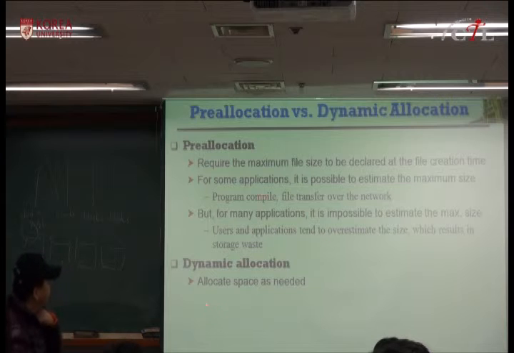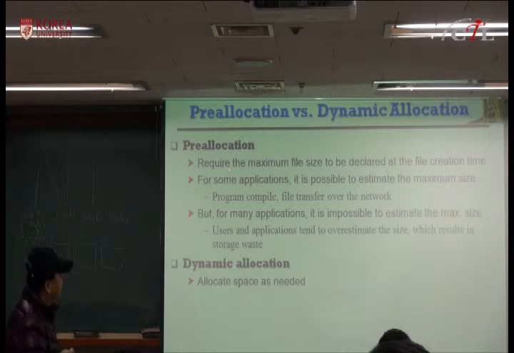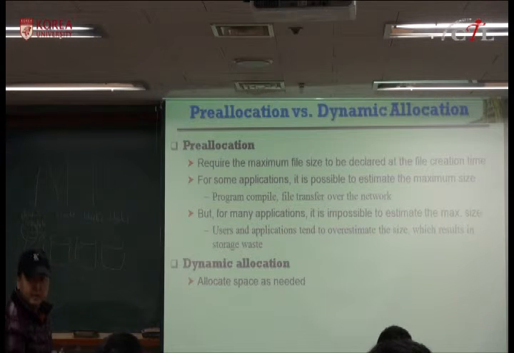Pre-allocation versus dynamic allocation. With pre-allocation, at the time of file creation, you require the maximum file size to be declared. For some applications, it's possible to estimate the maximum size. These applications include program compilation and file transfer over the internet, where you know the file size. So you can do pre-allocation. But for many applications, it's impossible to estimate the maximum size. In that case, if you do pre-allocation, users or applications tend to overestimate the size, which results in storage waste. So to avoid waste, you allocate dynamically, which means you allocate space on demand.